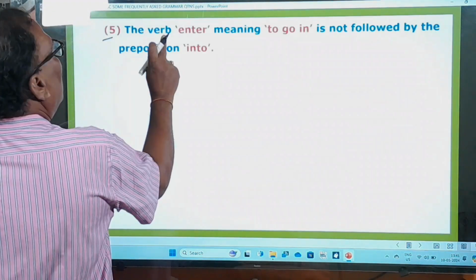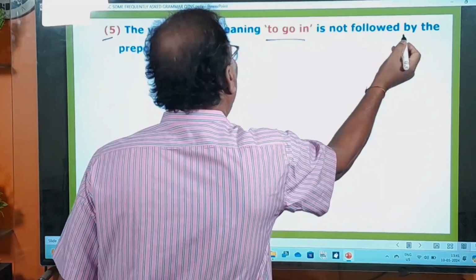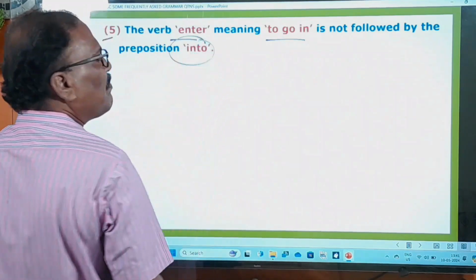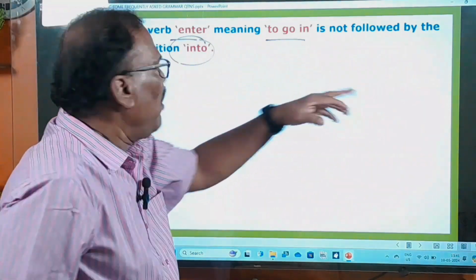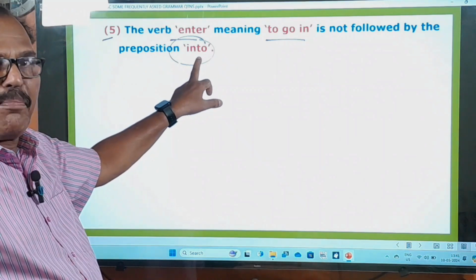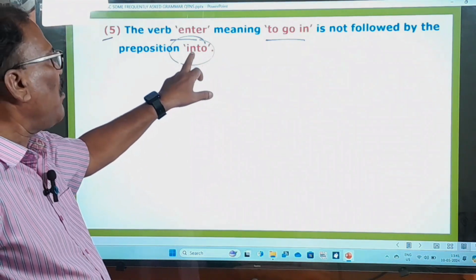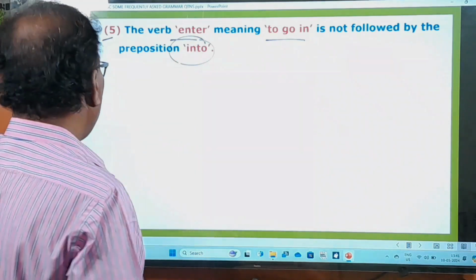Fifth one is there. The verb enter, meaning to go in, is not followed by the preposition into. This verb enter is there. Enter means to go into. Whenever this verb means this, it is not followed by the preposition into. That means into is not used after this verb enter. Okay, right. How? Let us see that here.